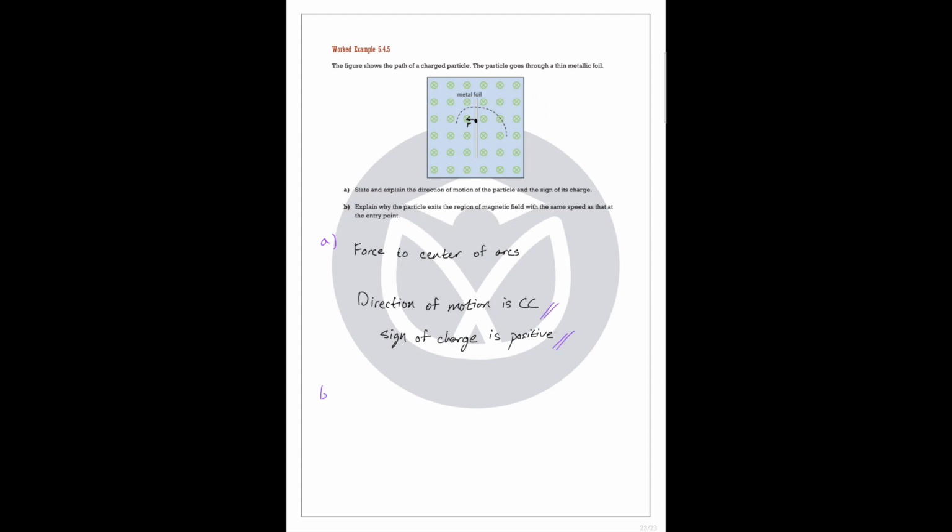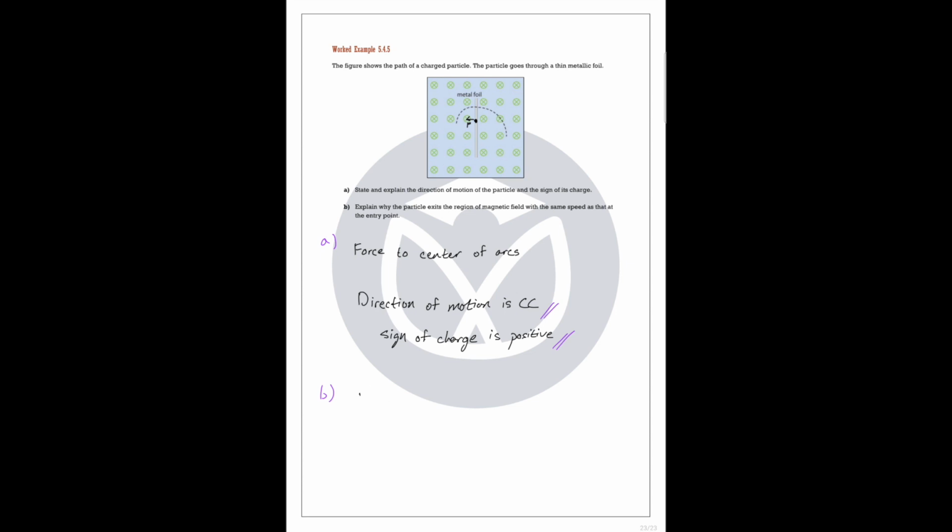Part B. Explain why the particle exits the region of magnetic field with the same speed as the entry point. From our discussion in topic 5.4, we know that since the magnetic force is always normal to the velocity of the charge or of the particle, it follows that no work can be done to it. Therefore, the work done on the proton by the magnetic force is zero.